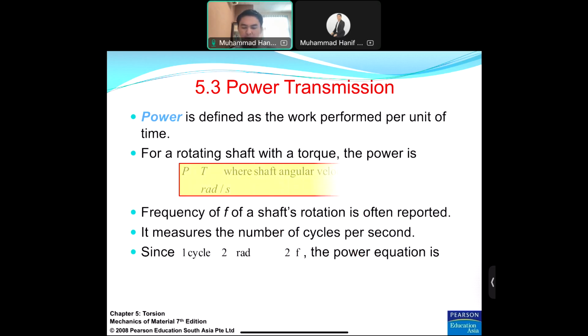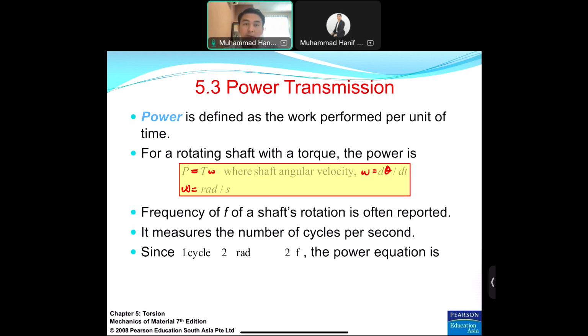And for a rotating shaft, the power is given by this formula: P equal to T times omega, where omega is the shaft angular velocity, omega equal to d theta over dt. Omega is the rotation, that's all we have, angle and also time. And the unit for omega should be radian per second. Radian, always radian.